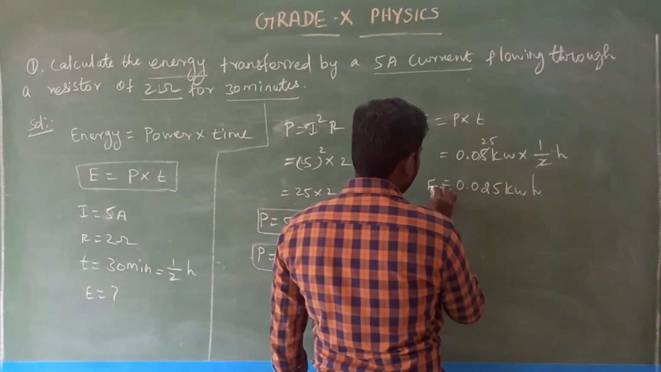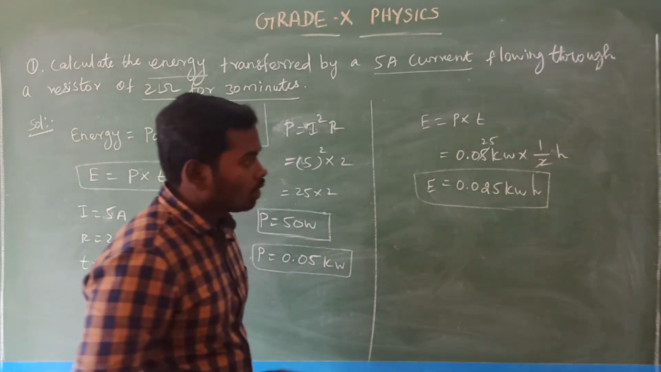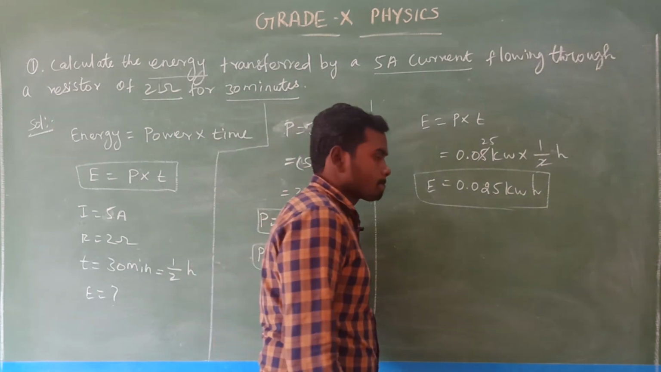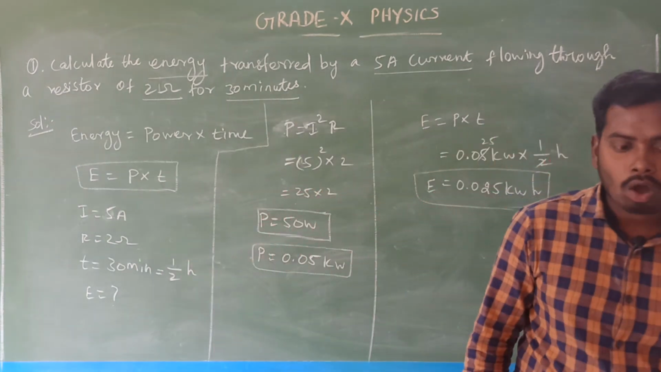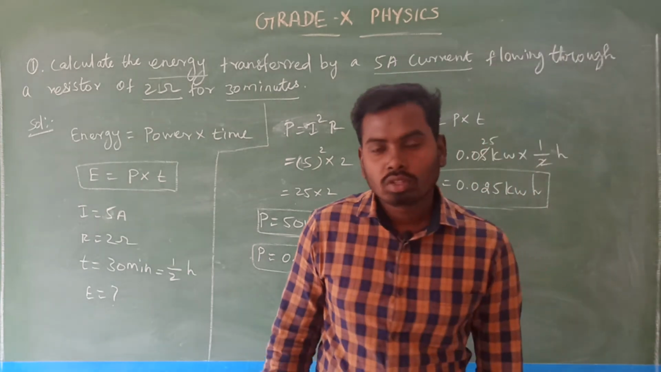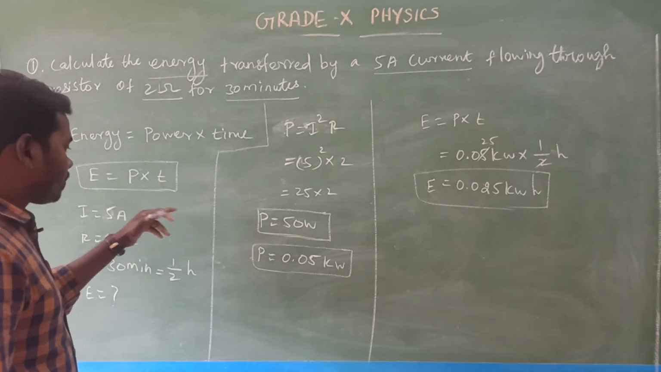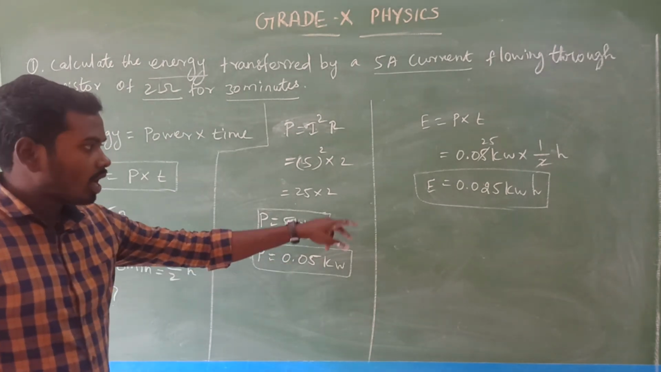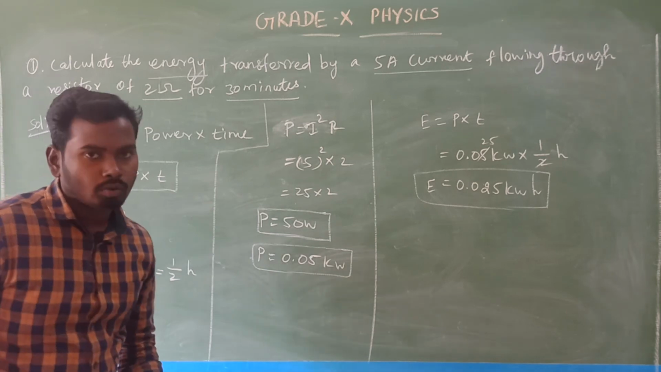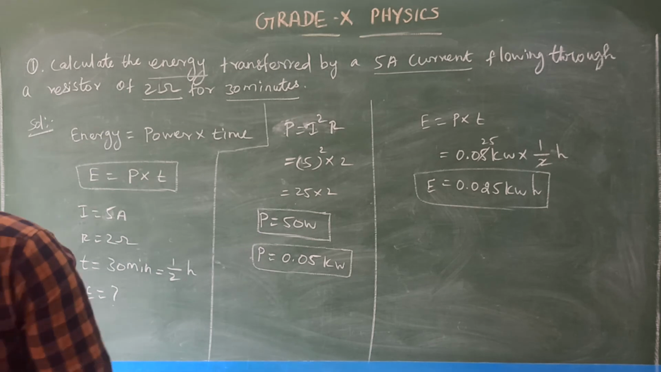So energy is equal to 0.025 kilowatt hour. That's all. This is how we need to make students. So this is one type of numerical. Here power is in kilowatt and the time in hour, so total energy is equal to 0.025 kilowatt hour. Remaining, I'll make another one.